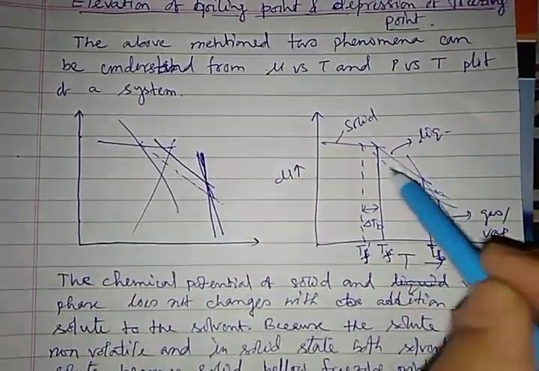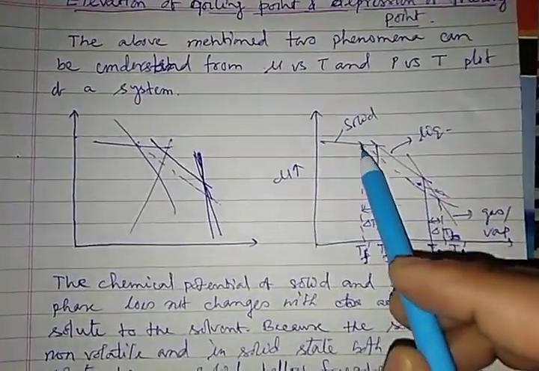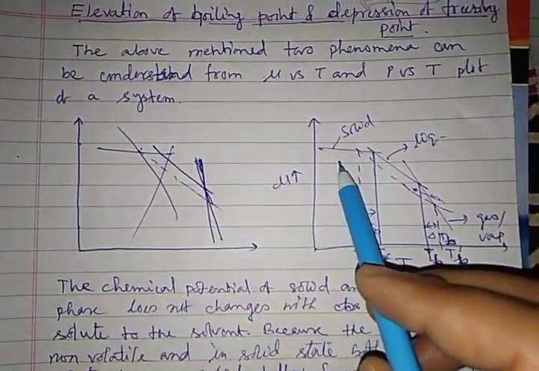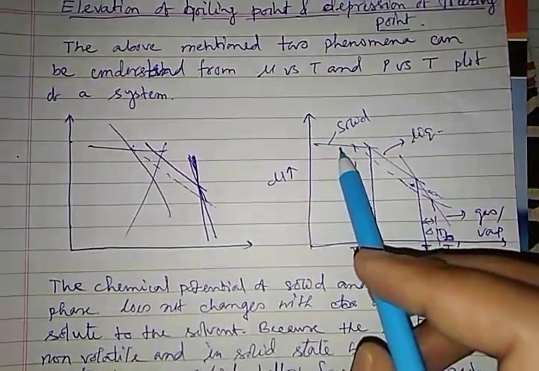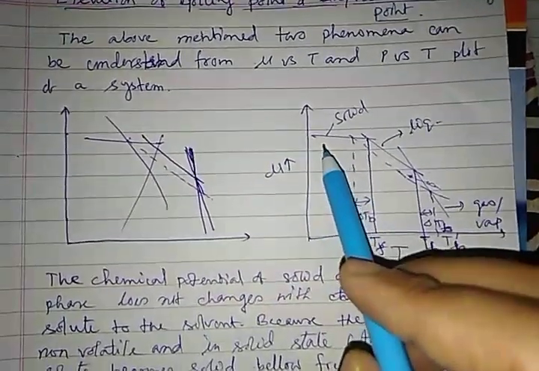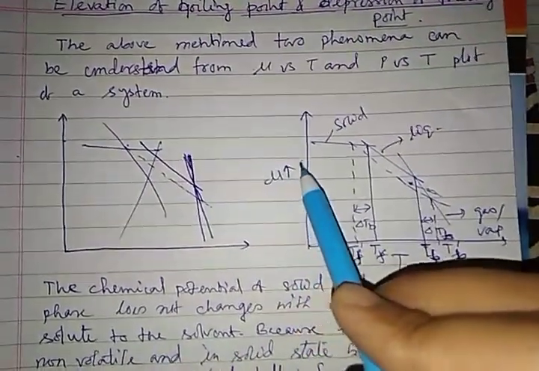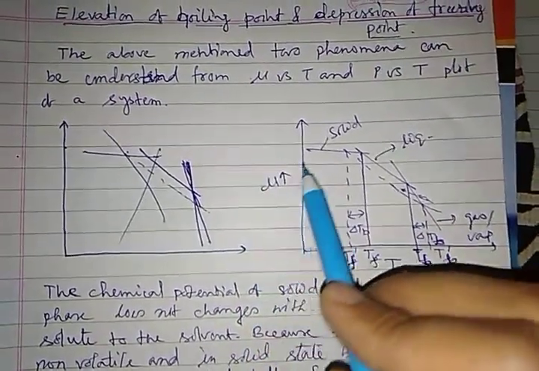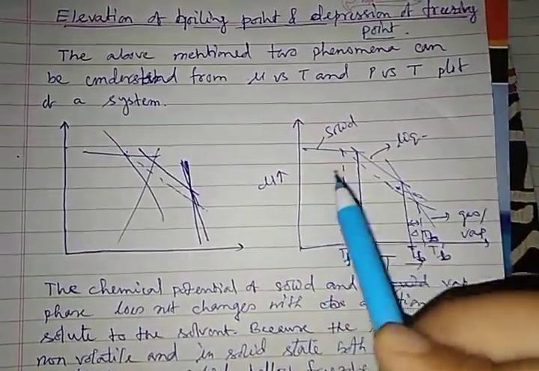Now if I go to the solution, then what will happen? The chemical potential of the solution becomes equal to the chemical potential of the pure solvent in the solid state, because if I solidify the solution, then the non-volatile solute and the volatile solvent both become solid. So there is no question of a change in the chemical potential. They separate out as a single solid.